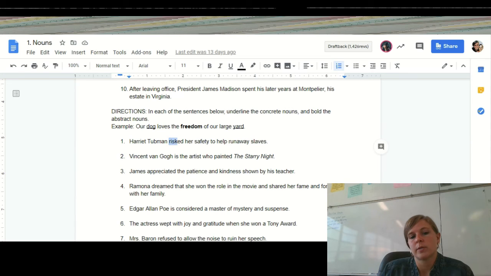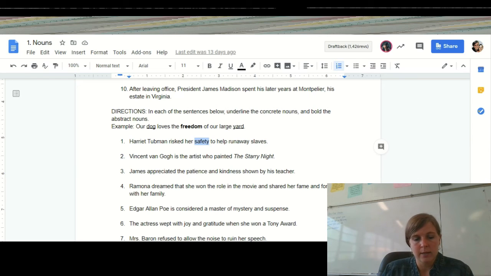Students get tripped up all the time, and they choose risked. Risked is the action of the sentence. So you would underline Harriet Tubman and slaves. The one abstract noun or feeling would be safety. So you would bold safety or circle it.